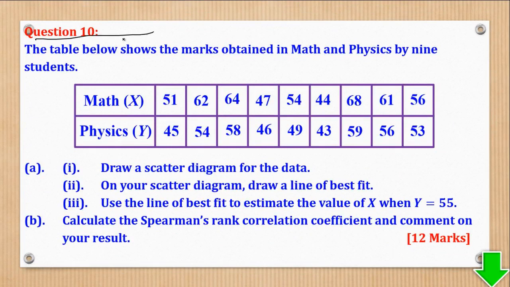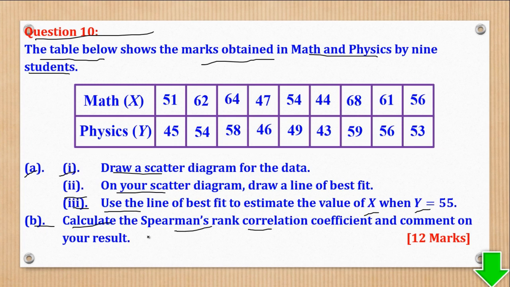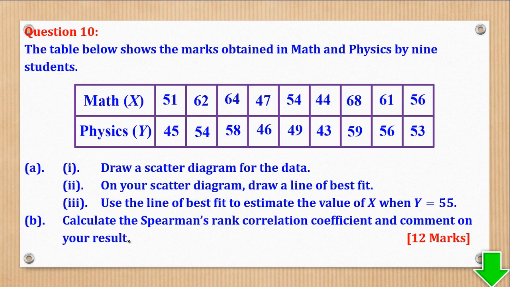Then question 10 says the table below shows the marks obtained in math and physics by 9 students. Part A, Roman 1, draw a scatter diagram for the data. Roman 2, on your scatter diagram, draw a line of best fit. And Roman 3, use the line of best fit to estimate the value of x when y is that. And part B, calculate the Spearman's rank correlation coefficient and comment on your result.